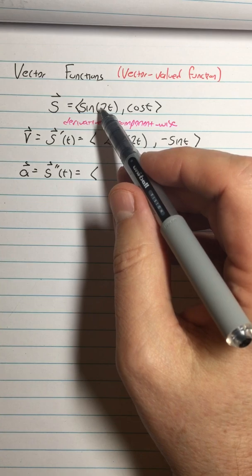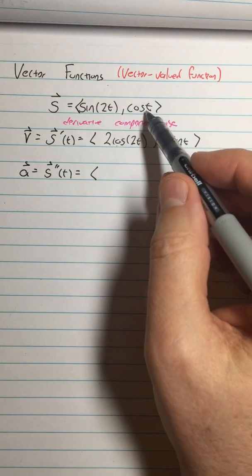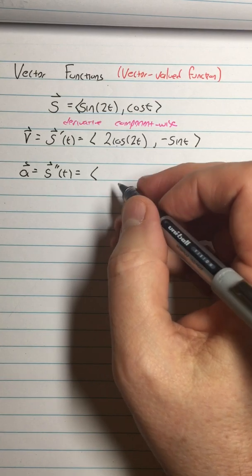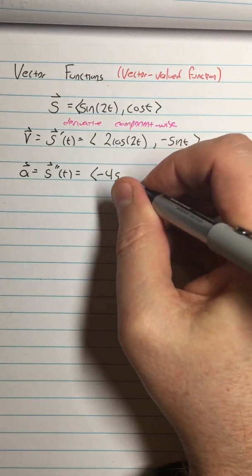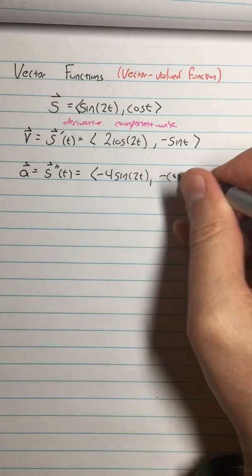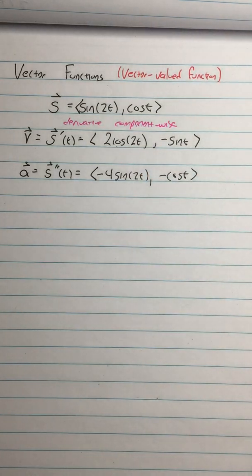We just take the derivative of sine of 2t as 2 cosine of 2t, and the derivative of cosine t is negative sine t. And then we do the same thing for our second derivative. So we're going to end up with negative 4 sine of 2t and negative cosine of t. So what these are is the acceleration and velocity vectors. So let's see what we can do with this.